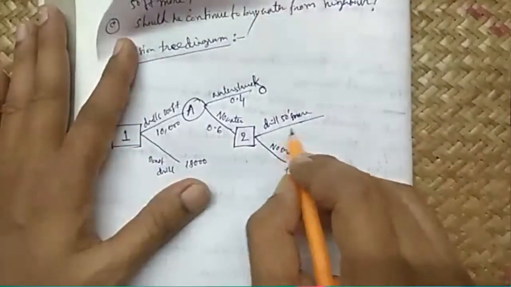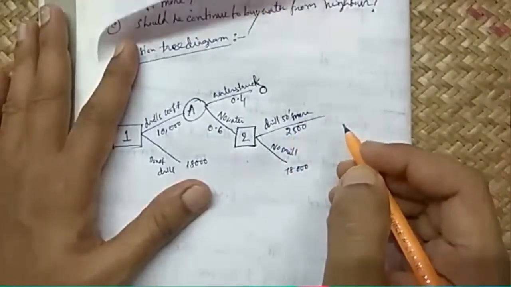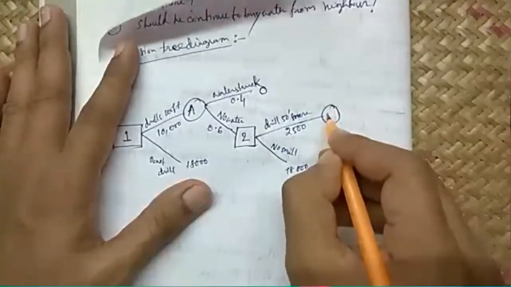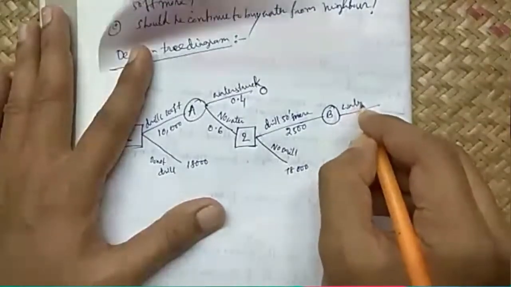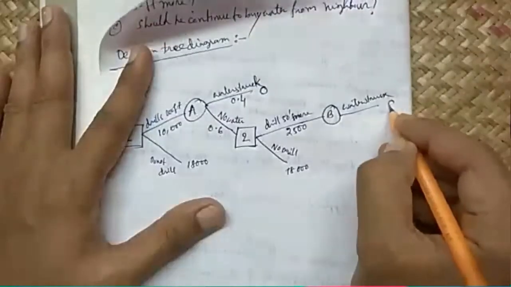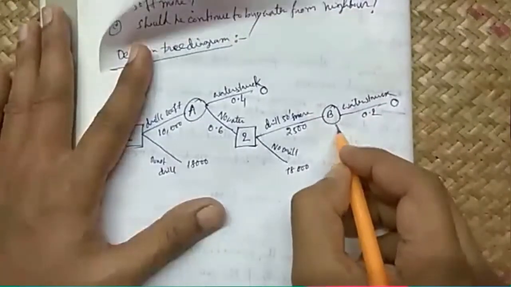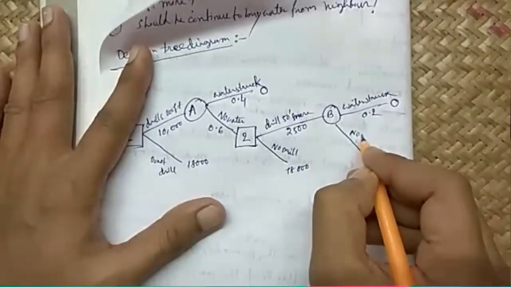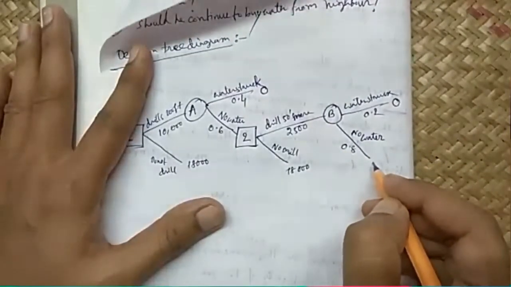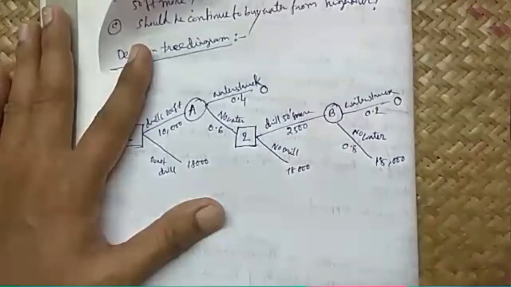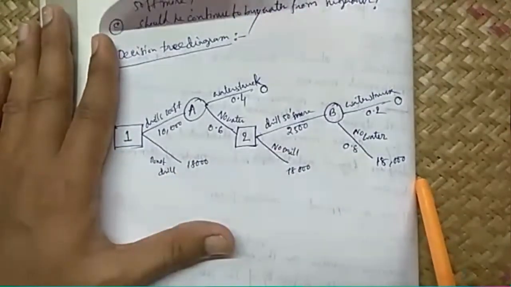Now, if it drills 50 foot more, then the cost is again 2,500. Now, there will be a chance node in a circle. Here, the options are water struck, so no cost is there, and probability 0.2. And here, no water found. It has probability 0.8. Again, you have to buy from the neighbor, so cost 18,000. Okay. So this is the decision tree we have made.